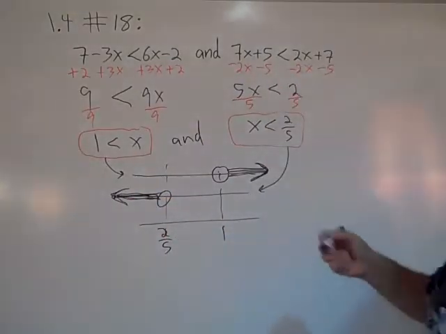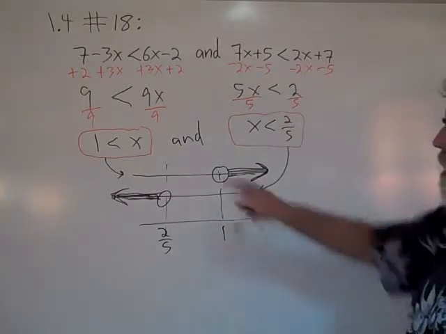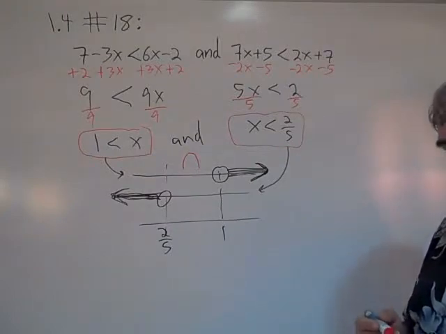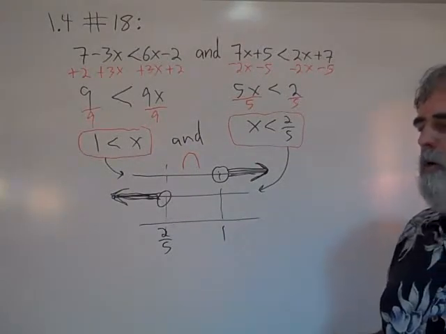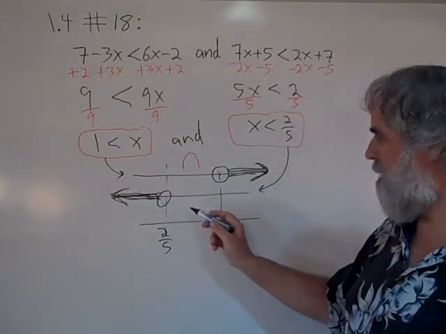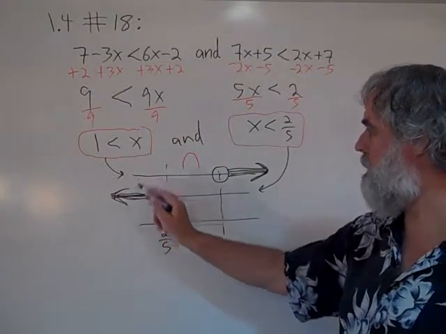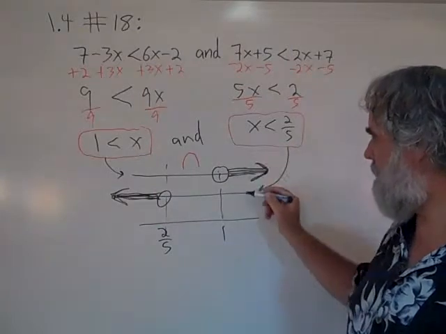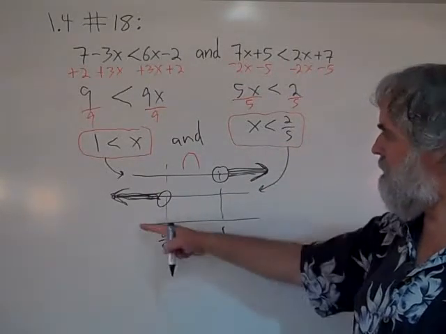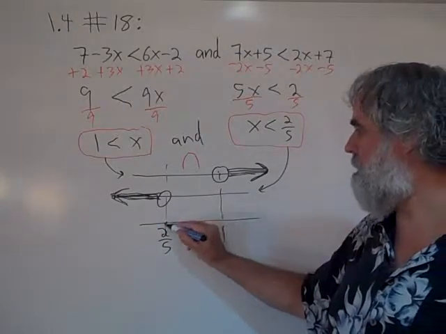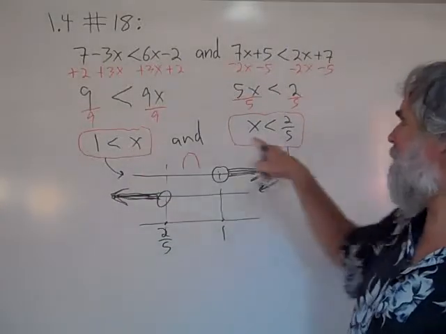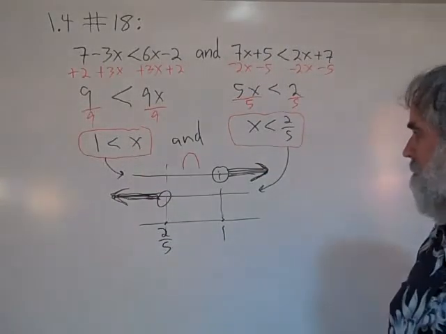And we're looking here for the overlap. Remember, 'and' means intersection. So we're looking for the overlap, any real numbers that are shaded on both of these at the same time. Well, there's nothing there, because if it's shaded here, it's not shaded up there. If it's shaded up here, it's not shaded down here. There is nothing where they're both shaded. There is nothing to graph in the solution set because there are no real numbers that can be bigger than 1 and smaller than 2/5 at the same time.